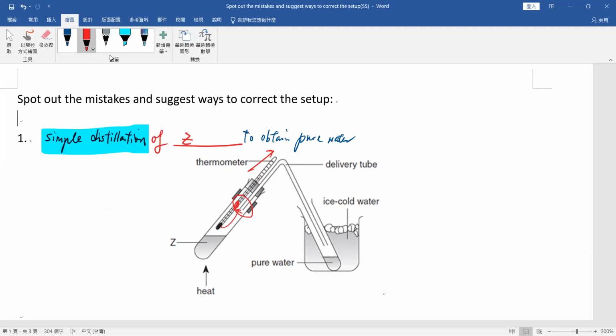What is the purpose? Temperature, somebody will write. Of course, the thermometer is used to measure the temperature. But what? Measure the temperature of the distillate? Sorry, no marks. The temperature of the distillate, at where? Now it is also distillate, right?